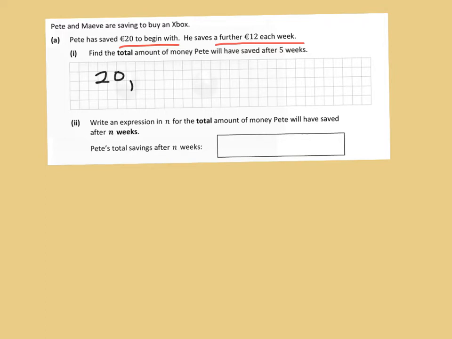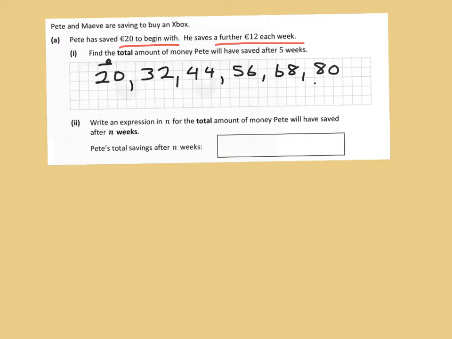And that's going to be, if he saves €12 next week, so that start point, by the way, is 0. Okay, so at 0 weeks he has 20, and after the first week he has 32. On the second week he has 44. I'm just adding 12 each time because that's what they've told me. On the third week I have 44 and 12 gives me 56. On the fourth week I have 68, and on the fifth week then I have 80.